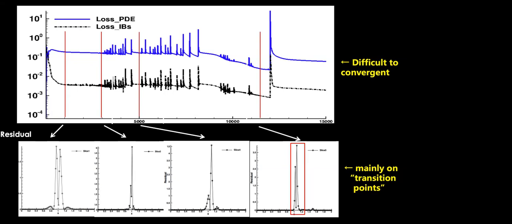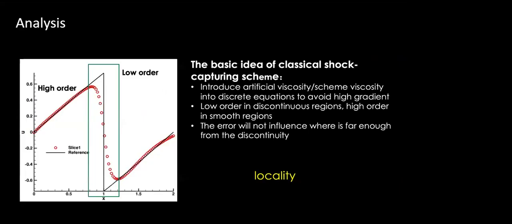Then we can review how traditional methods capture shocks. There are really many kinds of capturing methods, but basically they adopt two strategies. First, introducing artificial viscosity or scheme viscosity into discrete equations to avoid gradients in the solution. But this is not enough. If our spatial scheme is high order, we need to reduce its order to prevent numerical oscillations.